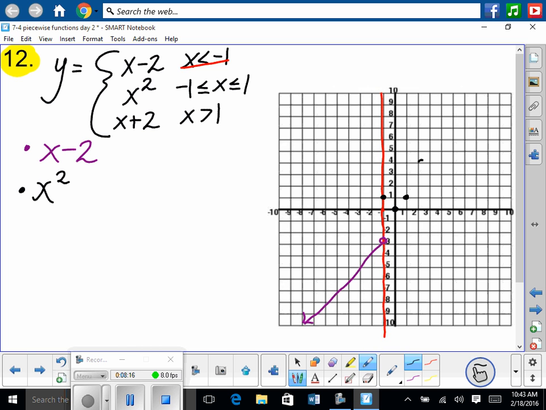So you guys see how it's almost easier to just do this one in your head. What's 3 squared? 9. -3 squared is also 9. Okay, so we have our parabola. Let's draw that in. Now we keep that parabola.